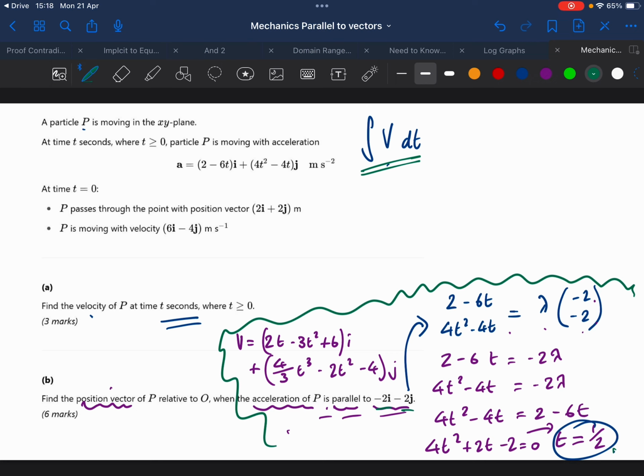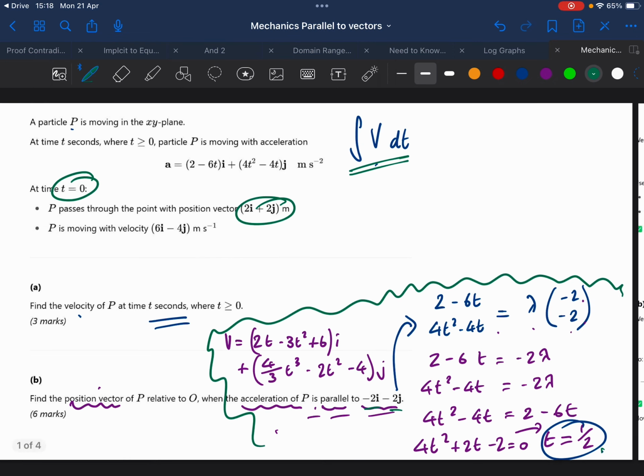But what we would do is we'd take that answer from before, we'd integrate it with respect to t. Notice because we're integrating again, we will have to use this additional piece of information to help us find out what our c values are. There'll be a c value for the i and the j part. So let's take a look.